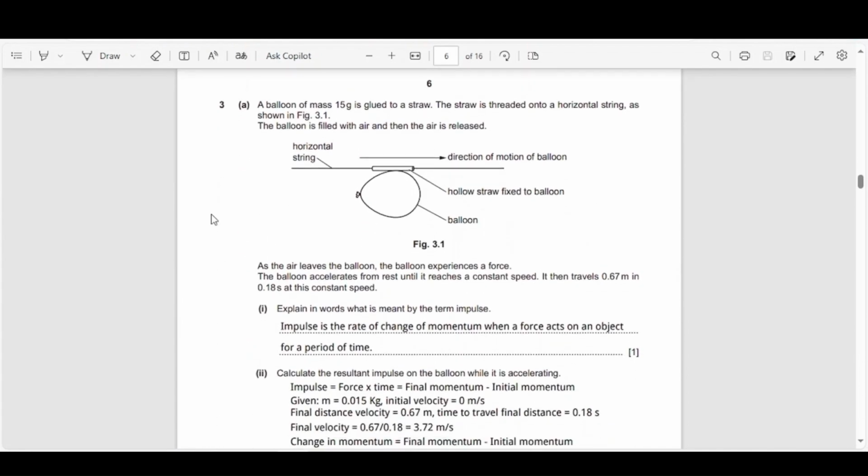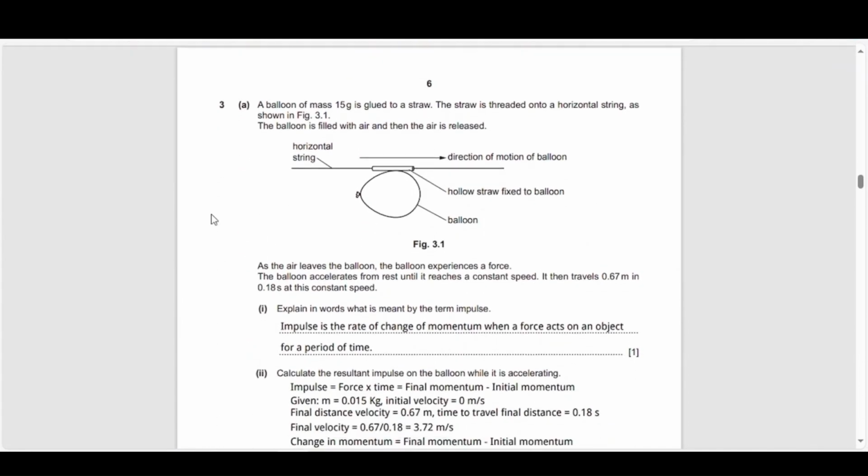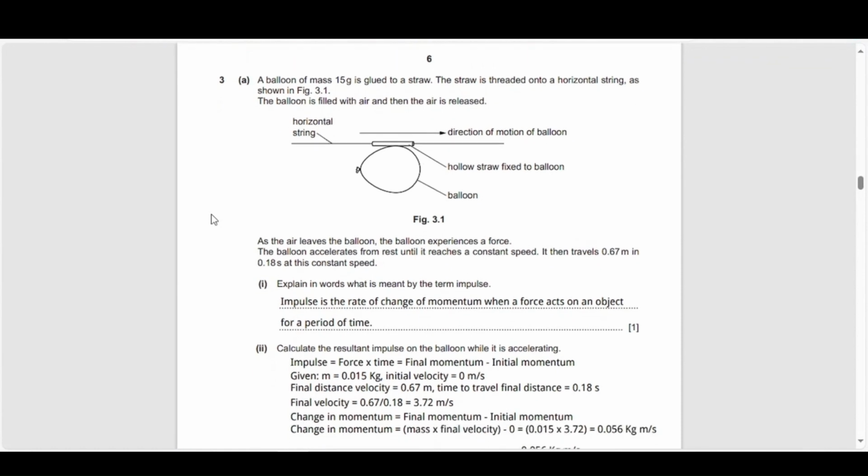So we go on to question 3, which is our question on forces in motion. A balloon of mass 15 grams is glued to a straw. Okay, so that's the straw, that's the balloon. The straw is threaded onto a horizontal string, so we've got that as well. The balloon is filled with air, and then the air is released, right? So the air is let go. As the air leaves, the balloon experiences a force, which is fair enough.